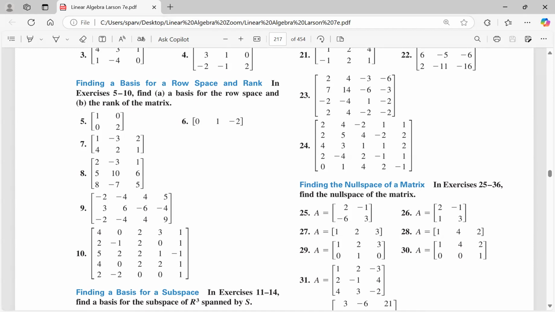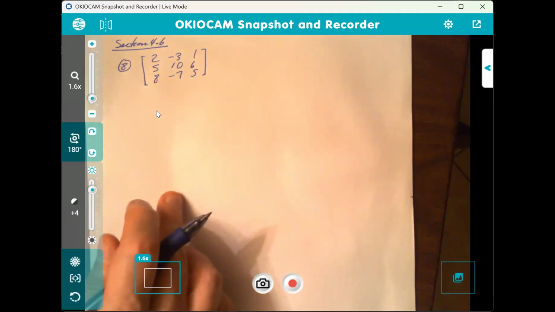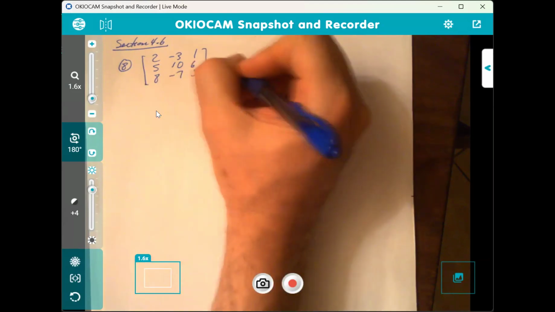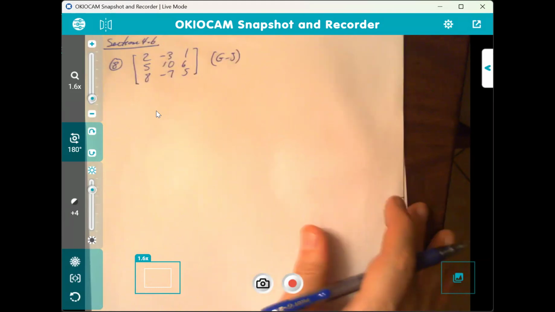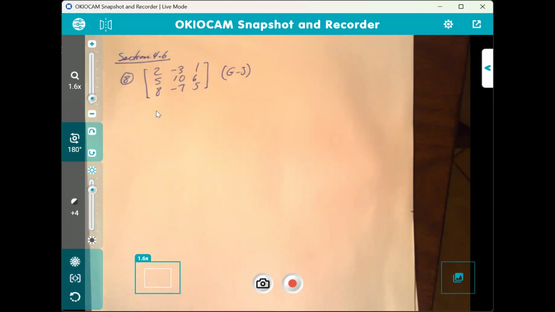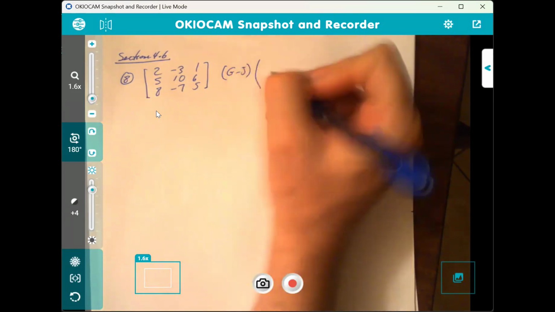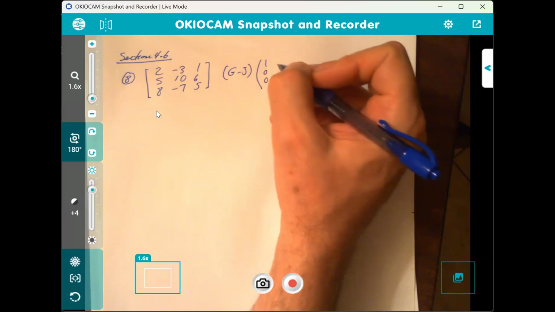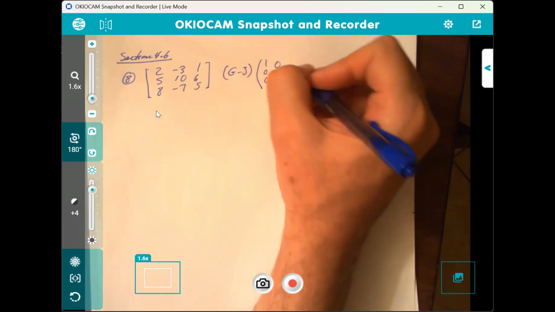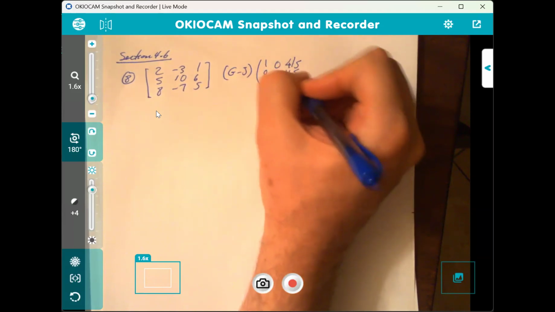To find a basis for the row space, I need to get the matrix in its row echelon form, right? Let me change my share to my notepad here. For the first part, I'm going to do Gauss-Jordan on this matrix. You can follow along in Symbolab. This ends up being 1, 0, 0, 0, 1, 0, 4/5, 1/5, 0, or you can confirm it later.